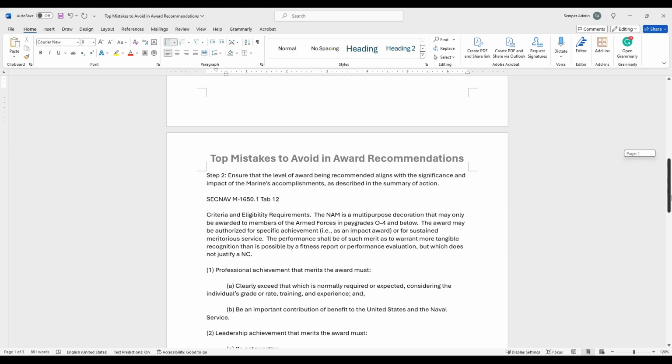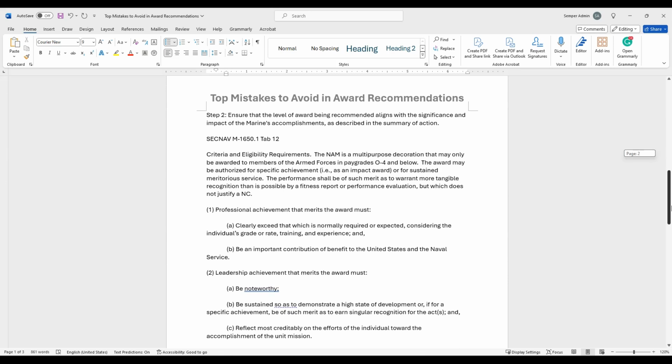As we come down, we're going to come to the second step: ensuring that the level of award being recommended aligns with the significance and impact of the Marine's accomplishment, as described in the summary of action. We just went over the summary of action. We made sure it was factual. Now we're going to make sure that it is actually at the right level.